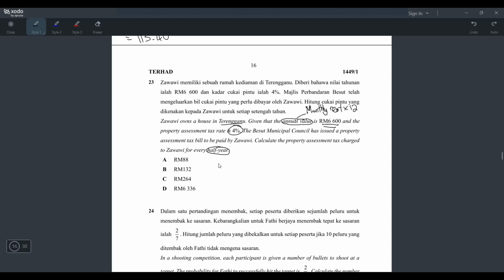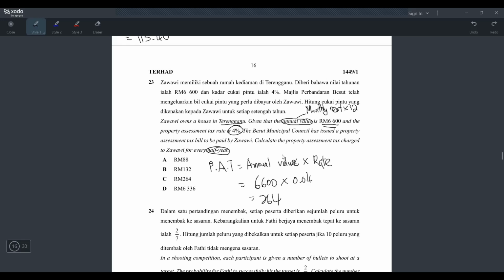Just take your annual value. So remember your PAT, property assessment tax formula, is you take your annual value times with the rate. So what is your annual value? 6600. What is your rate? 4%. But don't write 4, please. 4% means it's not 4, it's 0.04, because 4 divided by 100. But after you press this, it's not the answer yet. Let's press first. 6600 times 0.04. Okay, 264. So this is the property assessment tax for 1 year.